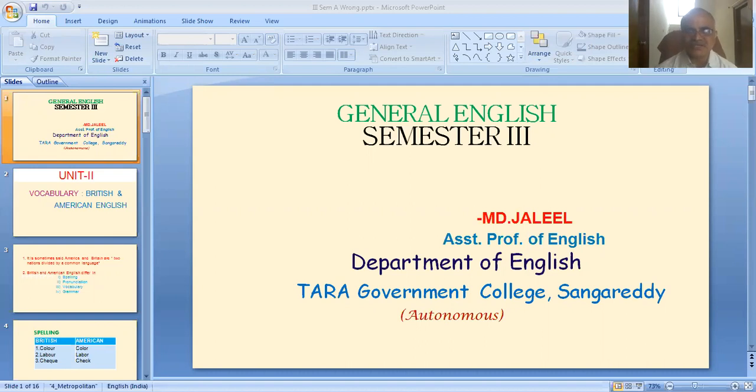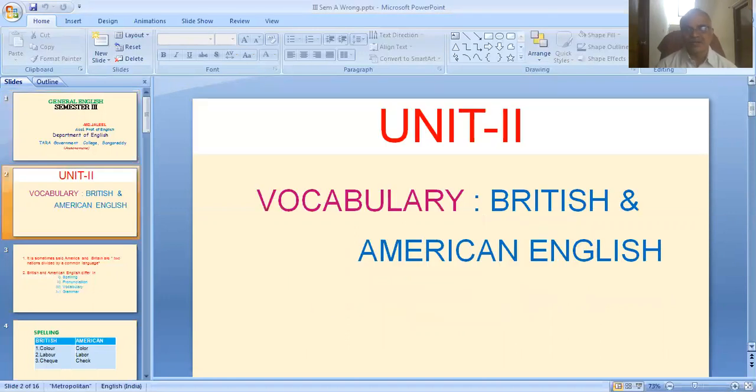This presentation is a continuation of the previous presentation, in which we completed the first part of the Unit 2 vocabulary section. In the previous section, we started Unit 2. In that, we took the section called vocabulary. Under vocabulary in Unit number 2, British and American English is the given topic.